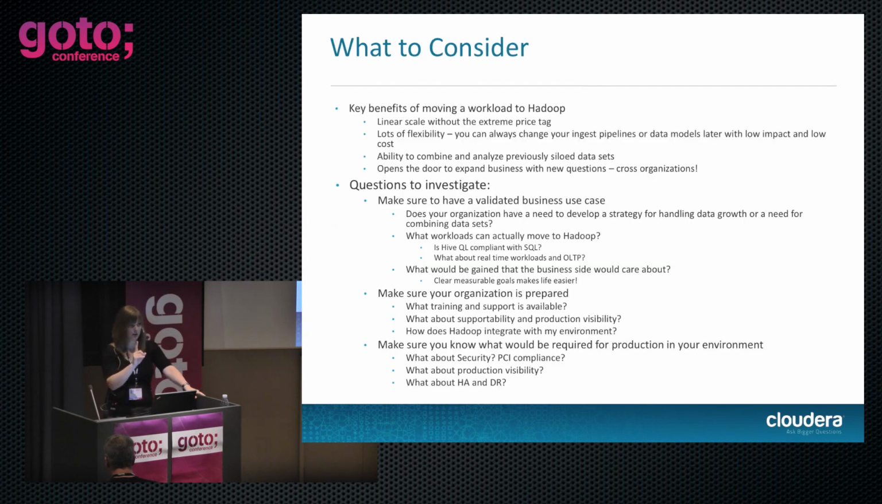So what to consider, I'm going to take 1 minute for this. The key benefits of moving to Hadoop is, of course, linear scale without the extreme price tag. Lots of flexibility. You don't have to decide upfront what to do with your data. You can change your mind later because you don't apply the structure to your data until you want to ask something. It's not saved with your data. You can combine and analyze different silo data in a way that isn't possible or costly, or you have to do a lot of work to do today. It opens the door to expand business with new questions. Okay?